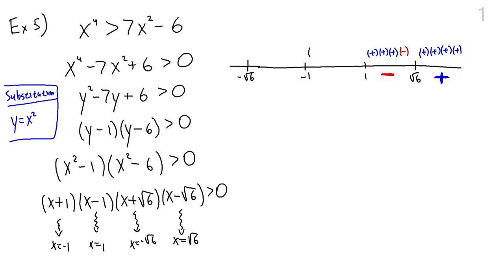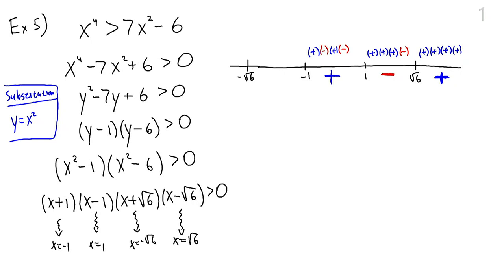So now we have positive times negative times positive times negative. This gives us something positive because there's an even number of negatives. And then let's look at what happens between negative radical 6 and negative 1.